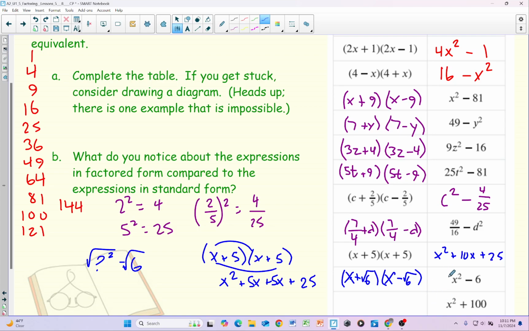Okay? So one simple trick that you can do, if this number is not a perfect square, you could just slap a root on it and do, so if it's like 17, I would do x plus root 17, x minus root 17. So you could do that too. All right, now this one. X squared plus 100.